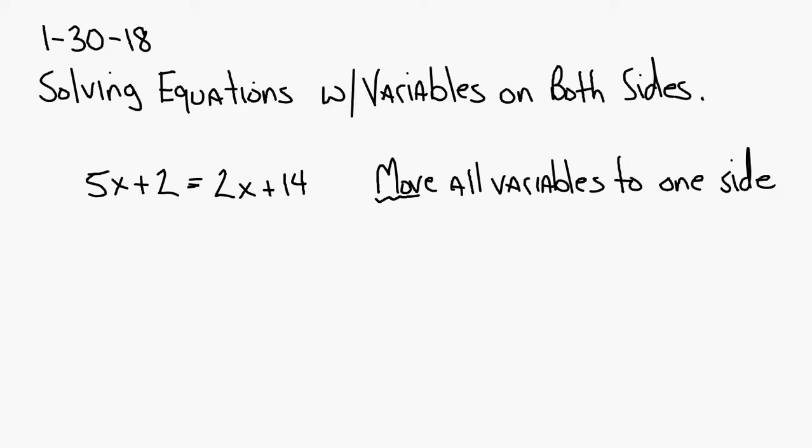So to avoid mistakes, the easiest variable to move is the smaller one, or the variable with the smaller number in front of it. So in this case, the x has a 5 in front of it on the left and a 2 in front of it on the right. So the first step would be to subtract 2x from each side.